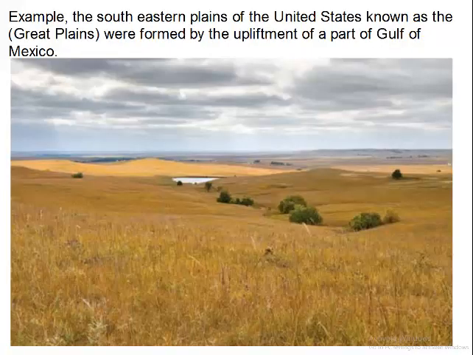Let's look at some examples of the structural plain. This is the southeastern plain of the United States, known as the Great Plains. It was formed by the upliftment of a part of the Gulf of Mexico. So when part of the Gulf of Mexico rose up as a result of tectonic movement, this United States plain, known as the Great Plains, was formed.